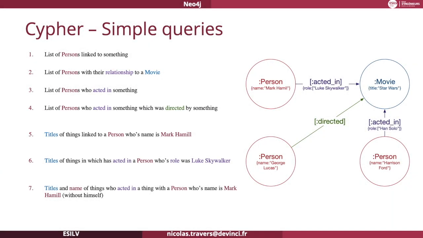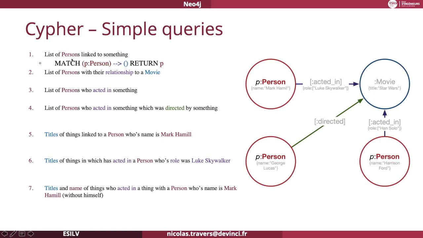Let's have a look at the query by example language. Assume that you have a graph here with different persons who acted in the movie Star Wars, and George Lucas who directed Star Wars. What we want is the list of persons linked to something.